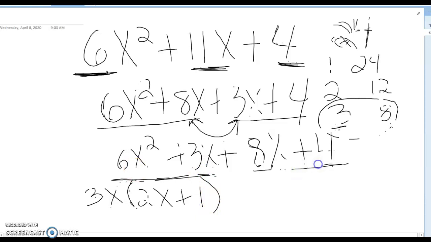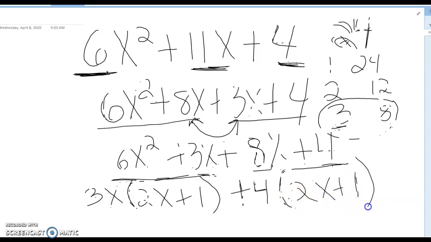Then I'm looking over here, and what can I factor out of here? I have 8x plus 4. It can just be the number, and the greatest common factor is going to be 4. So I'm keeping the sign the same. The sign is not changing. And I'm going to end up with 2x plus 1. Now I have 3x times the quantity 2x plus 1, and I'm adding it to 4 times the quantity 2x plus 1. From here, I'm looking for another greatest common factor or something that I can pull out.